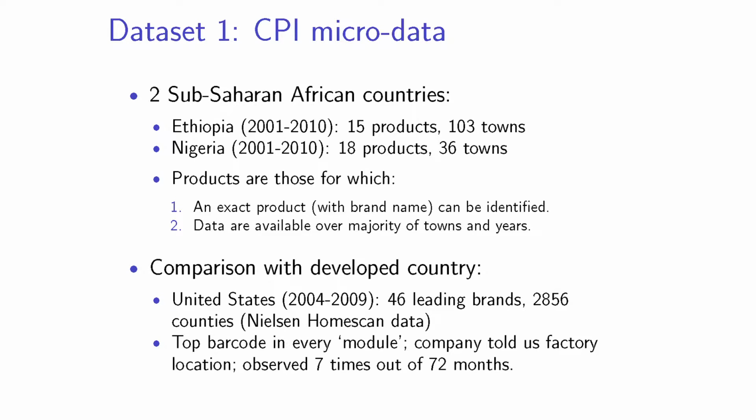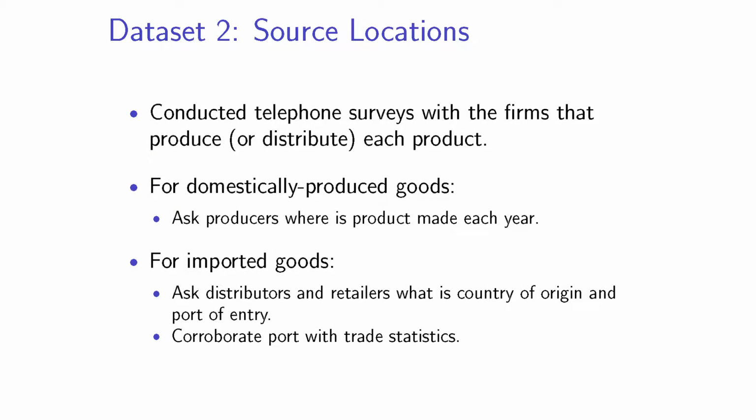And you know, the instruction is find that product, don't find something close, find that or give up. And that's the spirit of a barcode kind of data set. So we're going to compare this with the US and draw on the Nielsen home scan data that I already alluded to. Okay, so the second data requirement was these source locations.